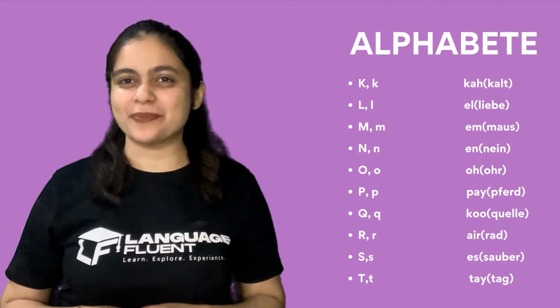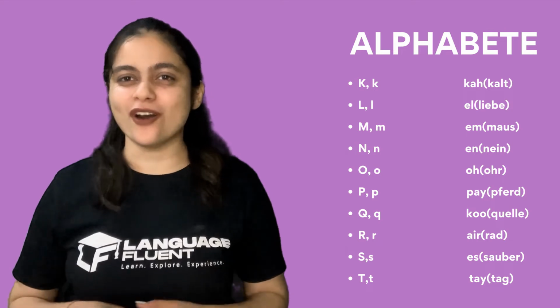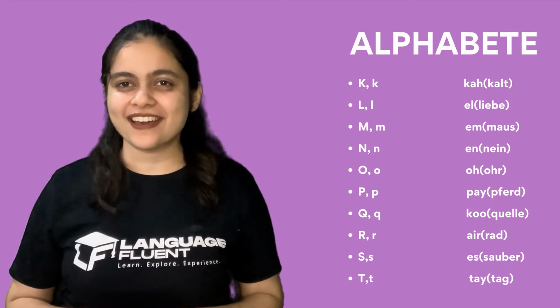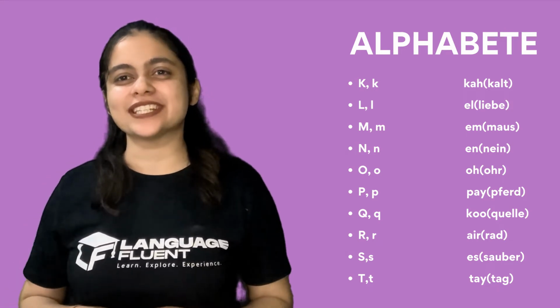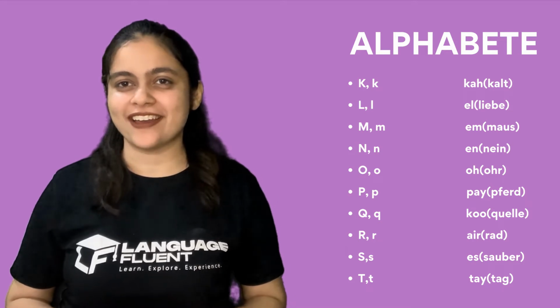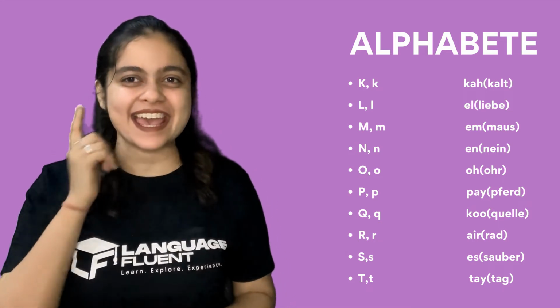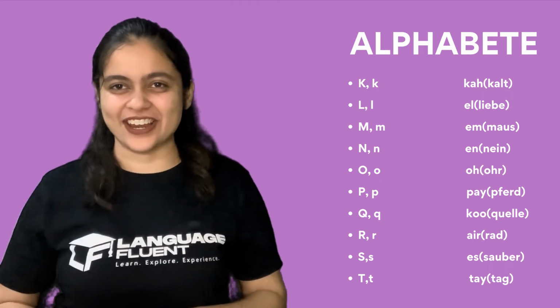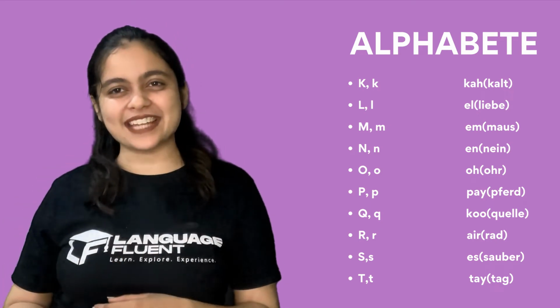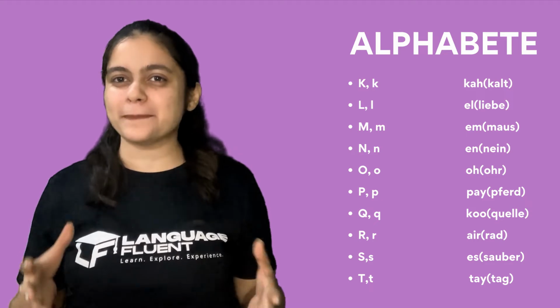So, O in German is pronounced as "oh", and the vocabulary for the same is Ohr, and Ohr means ear in English. Moving on to the next alphabet, we have P.